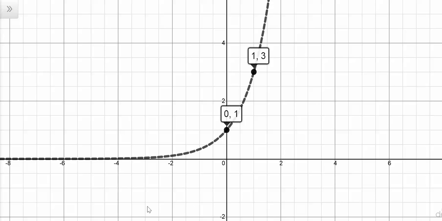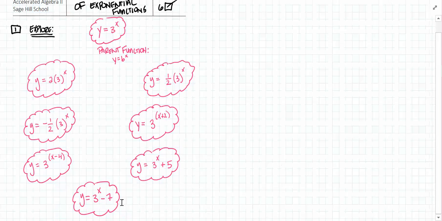Here's what I would like you to do for your task right now. I would like you to graph each one of these little 7 bubbles, compare it to the parent graph, and write a sentence or a statement as to what the effect of the 2 is going to have on the parent graph. What is the effect of the 1/2 going to have on the parent graph? What is the effect of a negative 1/2? And so on and so forth. That's what I'd like you to do for an exploration right now. Does everyone understand the directions?